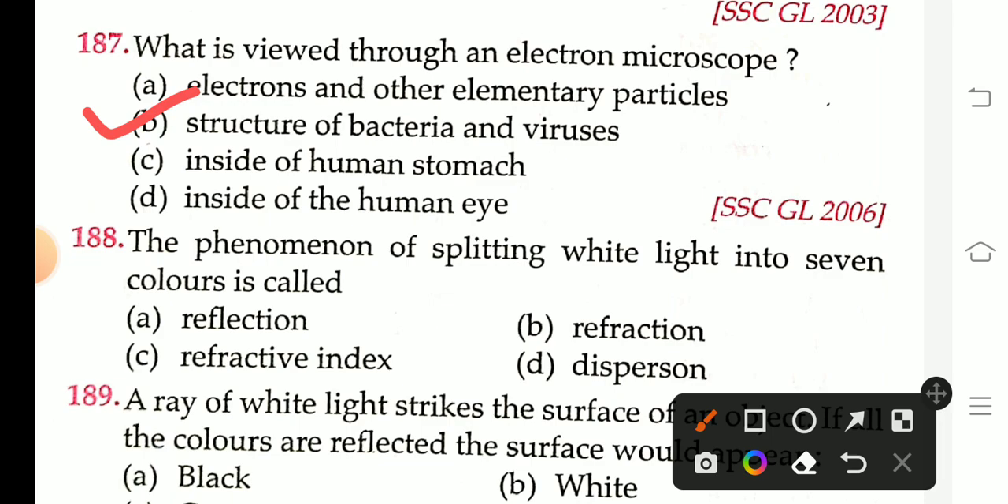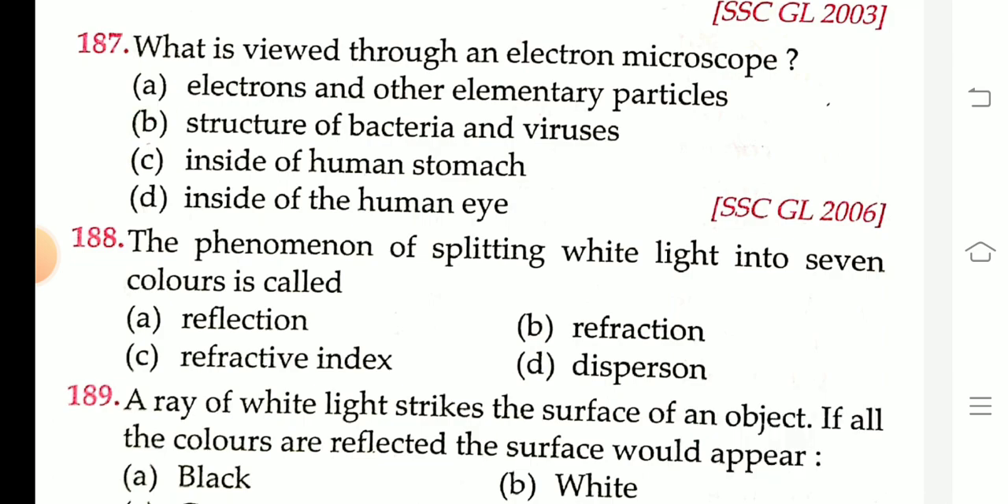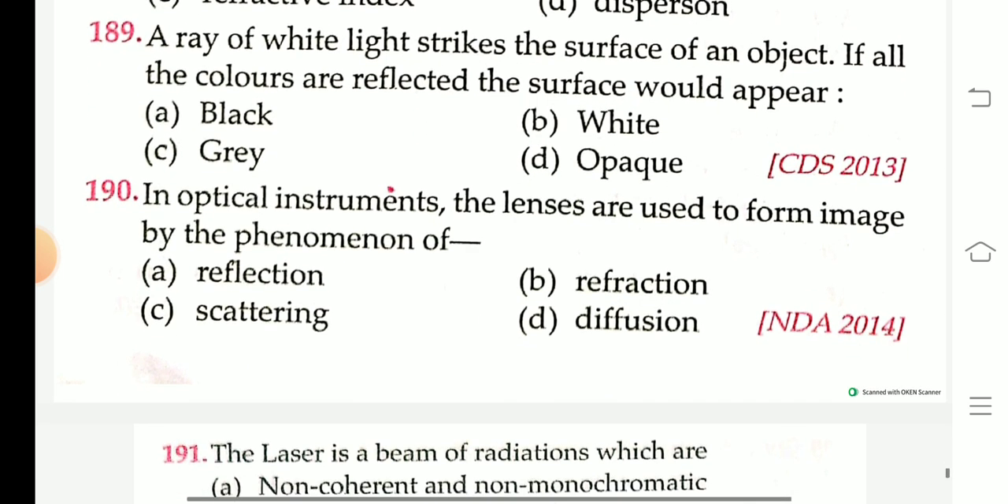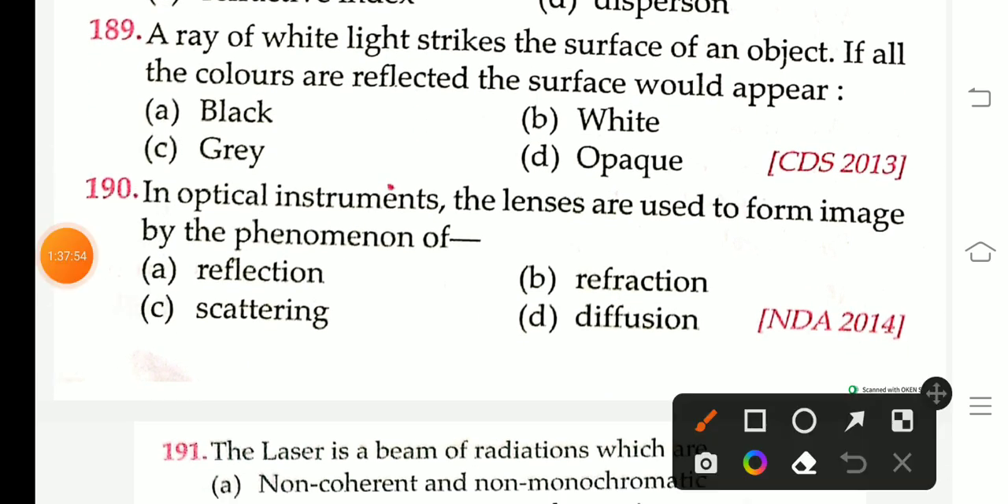Next, the phenomenon of splitting white light into seven colors is called. Right answer will be option D. Dispersion. Next, in optical instruments, lenses are used to form images by the phenomenon of. Right answer will be option B. Refraction.